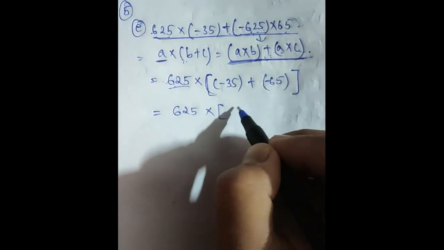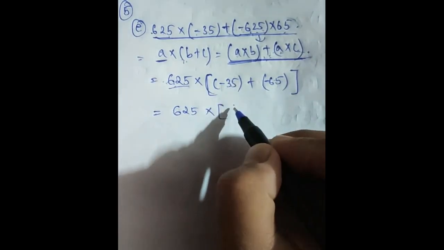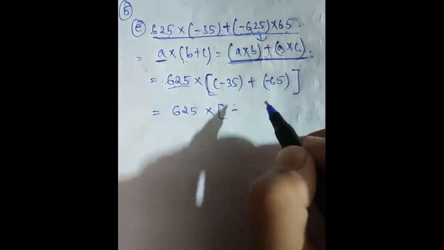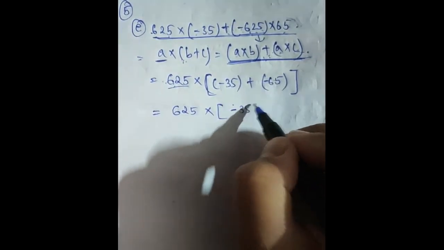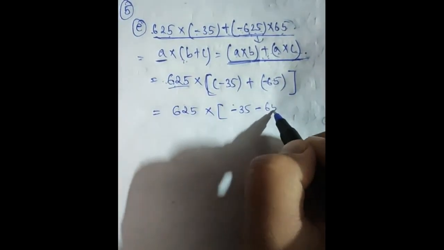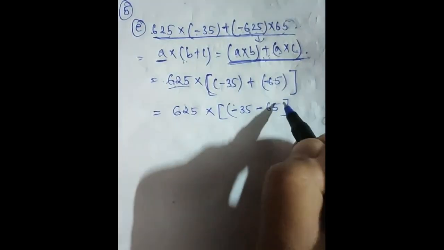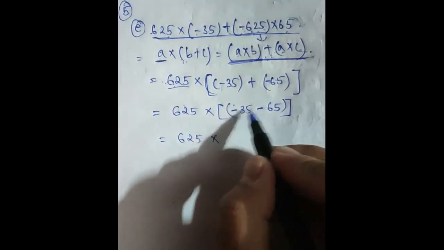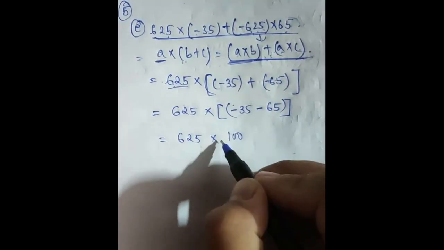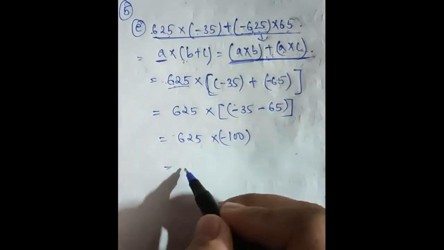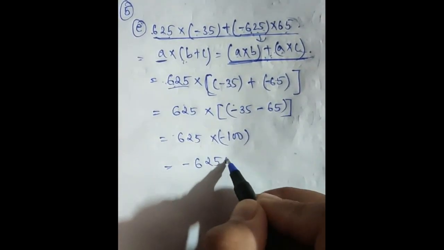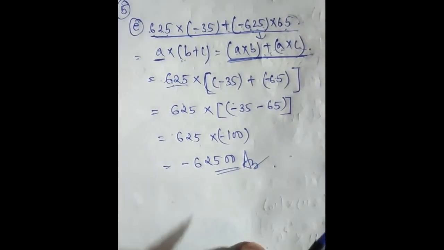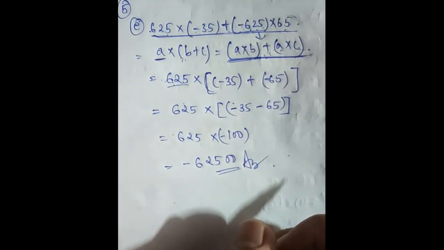Minus into minus is plus, and 35 into 65, when you multiply... sorry, minus 35 plus minus is minus 65, right? This will be in this form, into plus, it will be 100 minus 100. So plus minus is minus 625, 0. This will be the answer. I hope you are clear with this, right? So moving on to the next question.